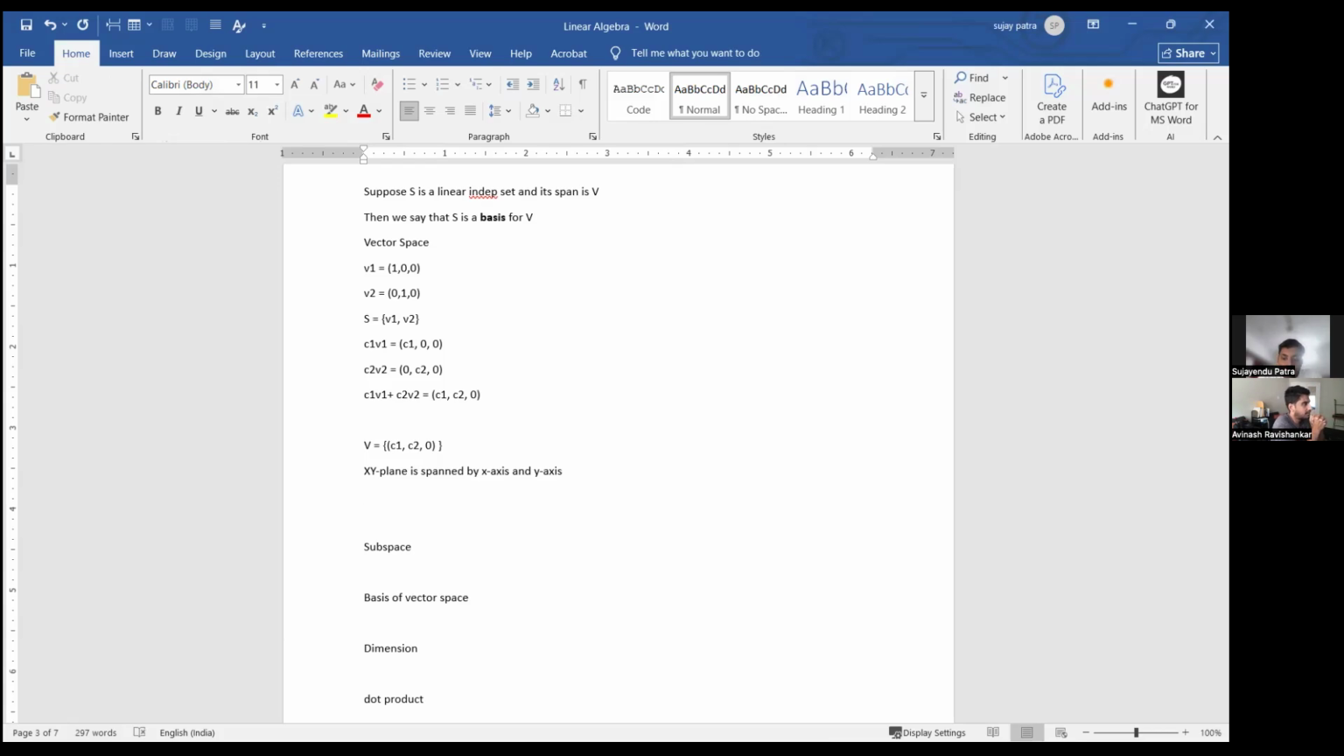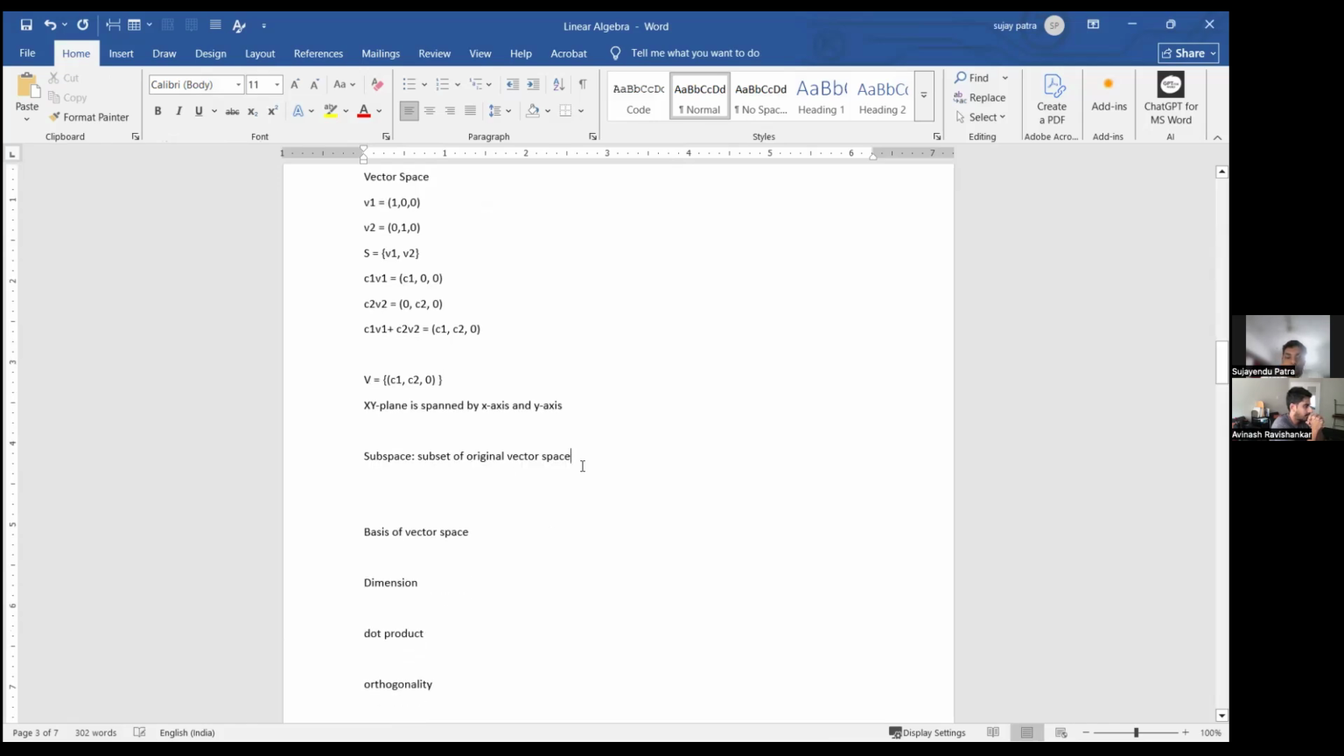Now this vector space, the XY plane, is not the full vector space, but it's like a subset vector space, so we call it a subspace. A subset of a vector space which is a space on its own. By space on its own, I mean that you can do linear combinations within this subspace and it will lie there. So it's like a fully spanned kind of thing.